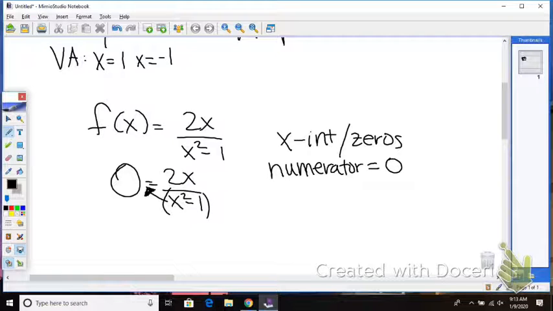Is that how you spell numerator? T-O-R? Rator. That's what we're going to go with. Looks about right. All right.